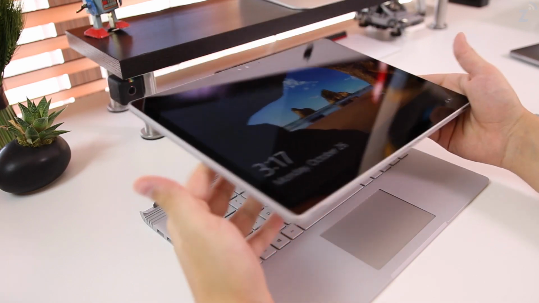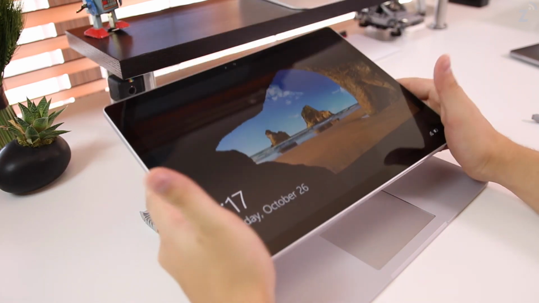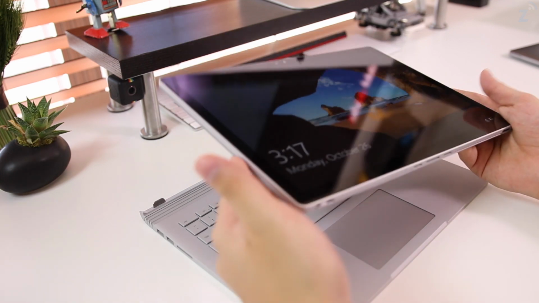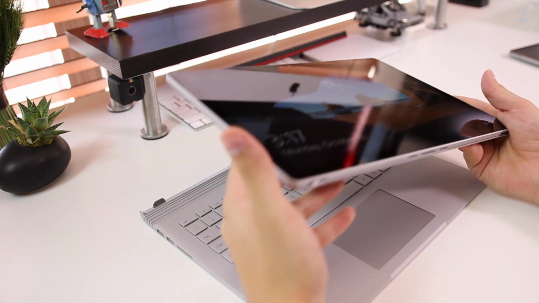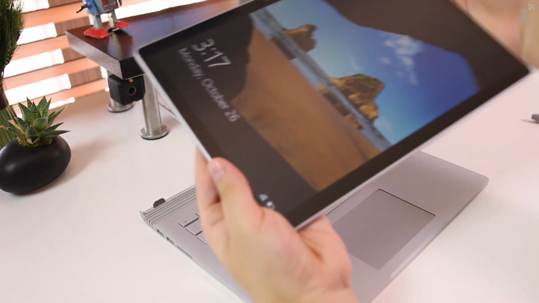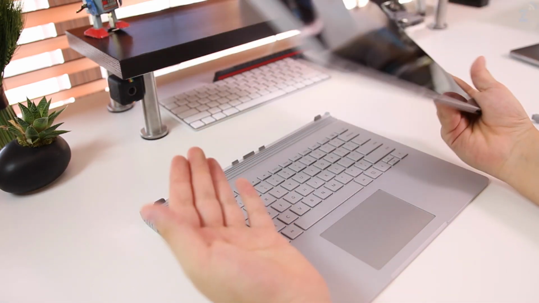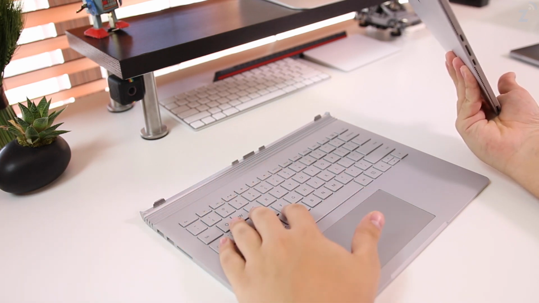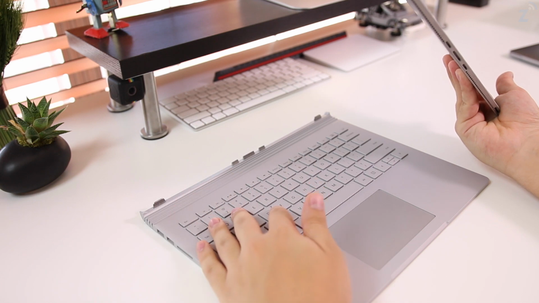So the tablet itself here, when it's removed, it's extremely light. It feels lighter than the Surface Pro 4. That's mainly because it's spread out over such a huge surface area. But this thing right here is very light and it's still quite powerful. So of course, if you get the more expensive models, you're actually gonna get a dedicated graphics card inside the keyboard here. So when you connect it, you can use that.